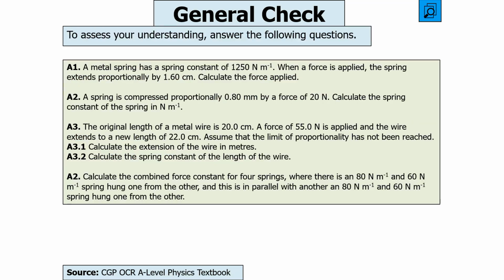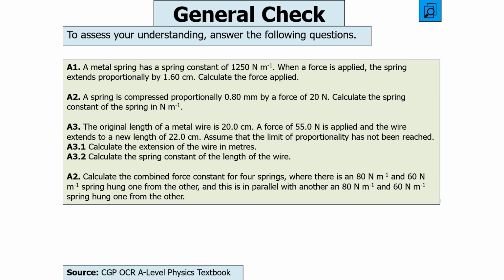The next questions say, a metal spring has a spring constant of 1,250 newtons per meter. When a force is applied, the spring extends proportionally by 1.60 centimeters. Calculate the force applied. Then a spring is compressed proportionally 0.80 millimeters by a force of 20 newtons. Calculate the spring constant of the spring in newtons per meter.